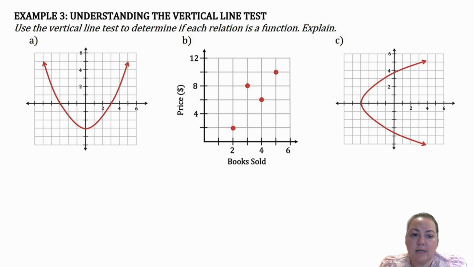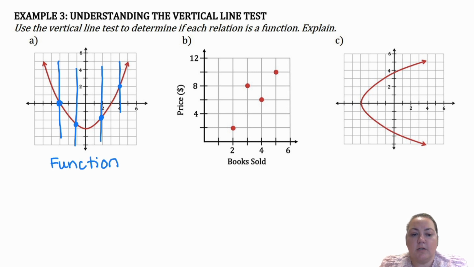Understanding the vertical line test. Use the vertical line test to determine if a relation is a function. So I'm going to draw a vertical line all the way across, like you're going to scan your vertical line all the way across your whole graph, and it should only touch your line or your points or whatever you have drawn on your coordinate plane at one spot. If it touches at more than one spot, it is not a function.